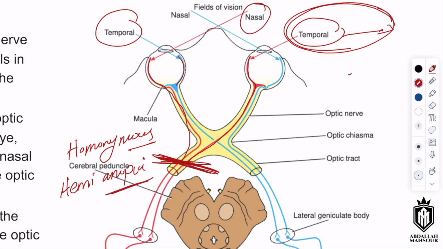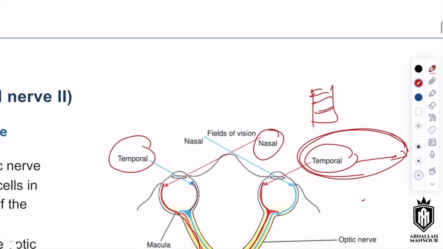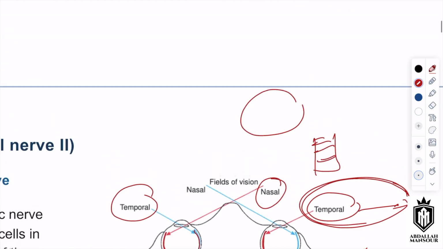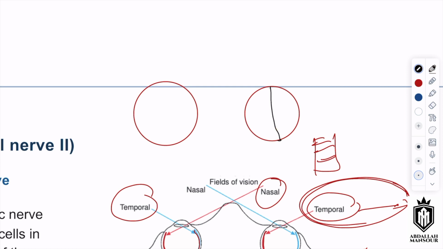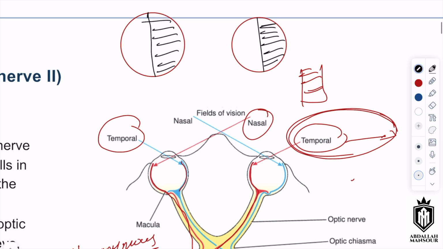So the patient is unable to see on one half of the visual field, right? So this half of the visual field, the patient will be unable to see at all. If I'm going to make a representation of homonymous hemianopia in the visual field, if this is the visual field on both sides, the patient will be completely dark on one side. So this will be dark, and we call it homonymous hemianopia.